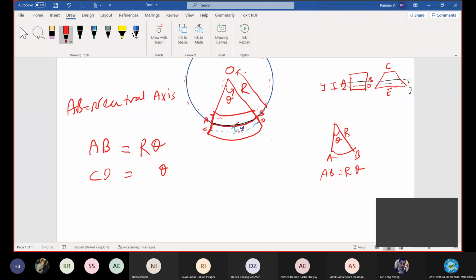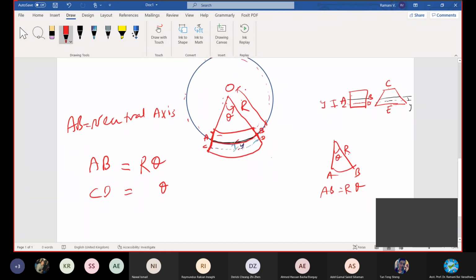What would be the value of OC or OD? Anybody? Please see the diagram carefully. Answer me. What would be the distance OC or OD? Come on.